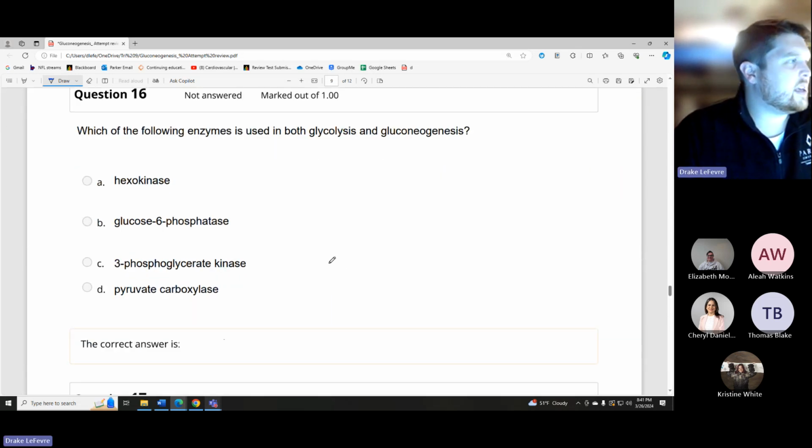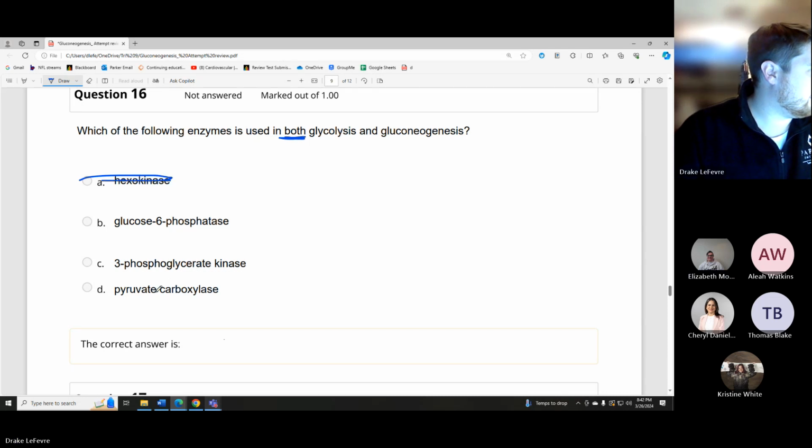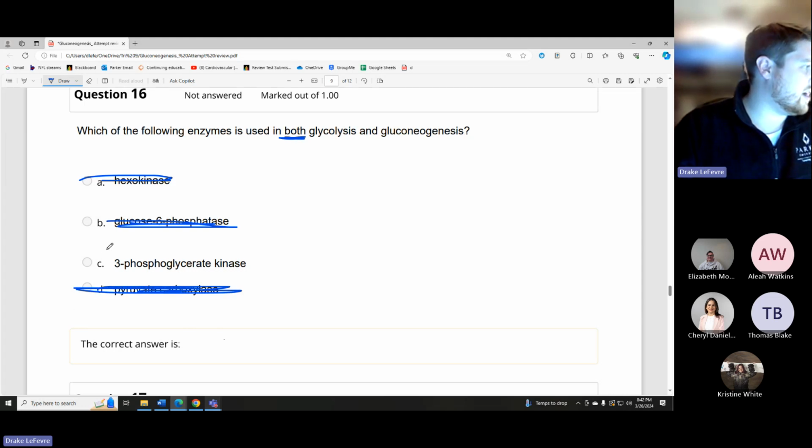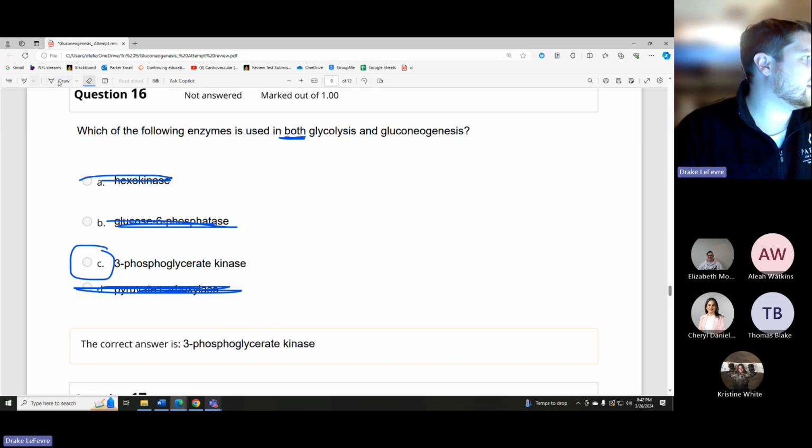Which of the following enzymes is used in both glycolysis and gluconeogenesis? So if it's used in both, does that mean that enzyme is a rate limiting step or a non-rate limiting step enzyme? Non-rate limiting. So immediately we look here. Rate limiting, rate limiting, rate limiting step. And all we're left with is 3-phosphoglycerate kinase. Which again, I didn't have to know every single step of glycolysis to answer that question, because I knew exactly which ones were the 3 rate limiting steps and what had replaced them.